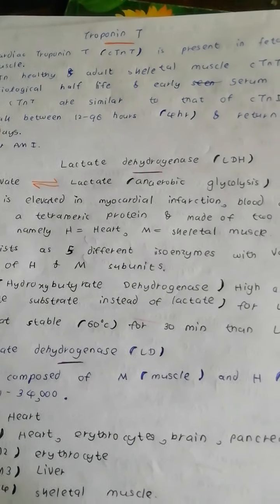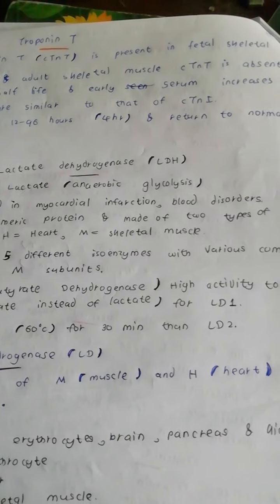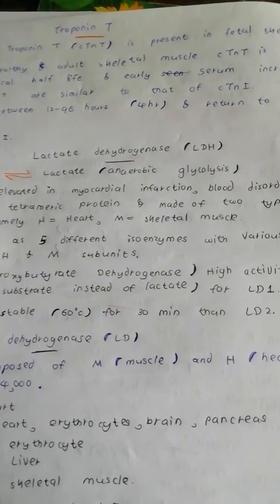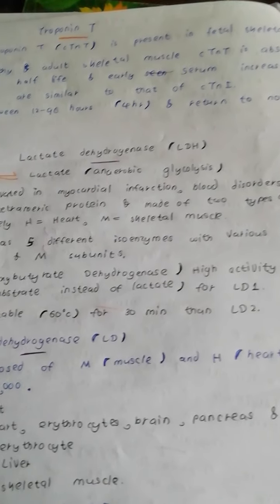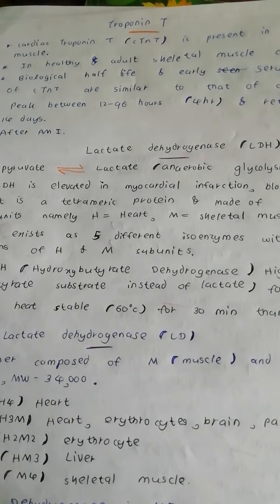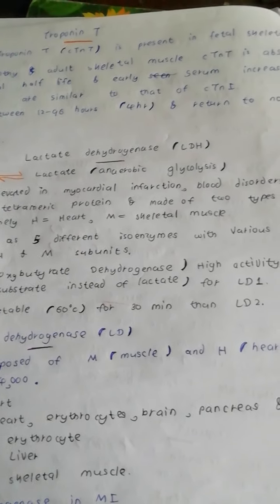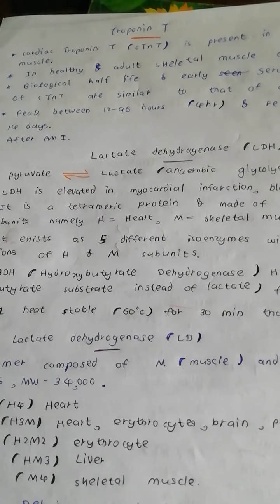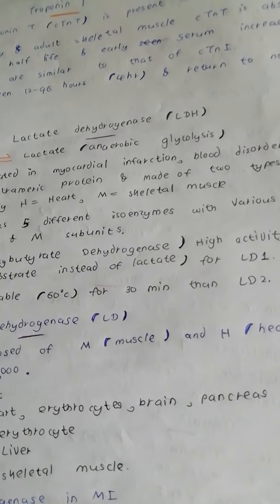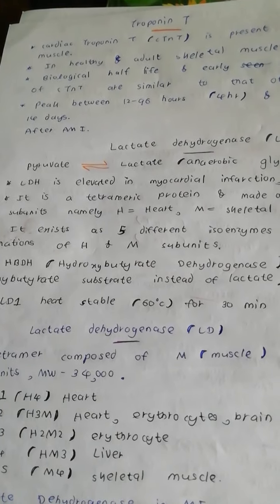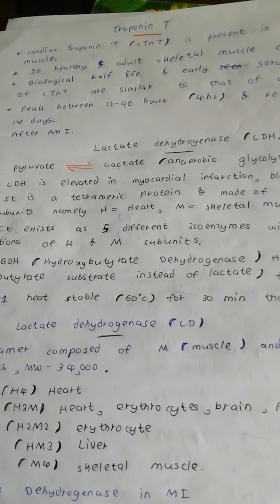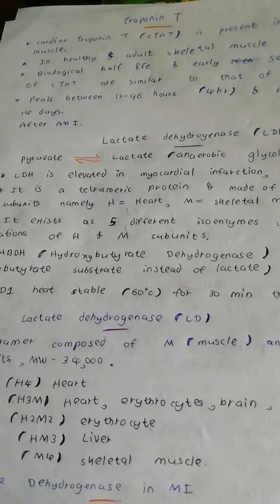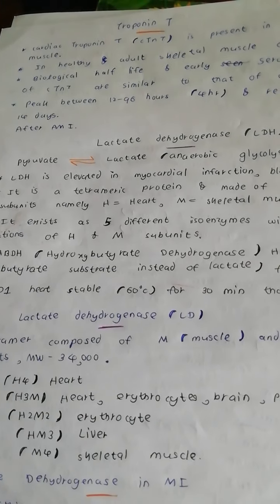Troponin T: cardiac troponin T is present in fetal skeletal muscle. In healthy adult skeletal muscle, cardiac troponin T is absent. Biological half-life and early serum increases of cardiac troponin T are similar to those of cardiac troponin I. Peak between 12 to 96 hours and return to normal 14 days after myocardial infarction.